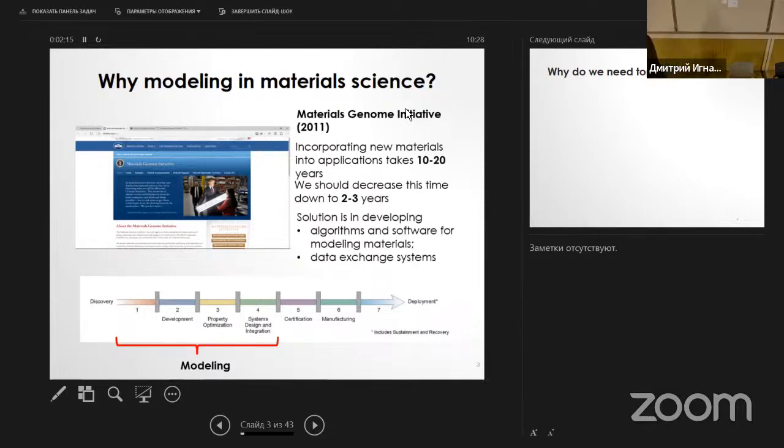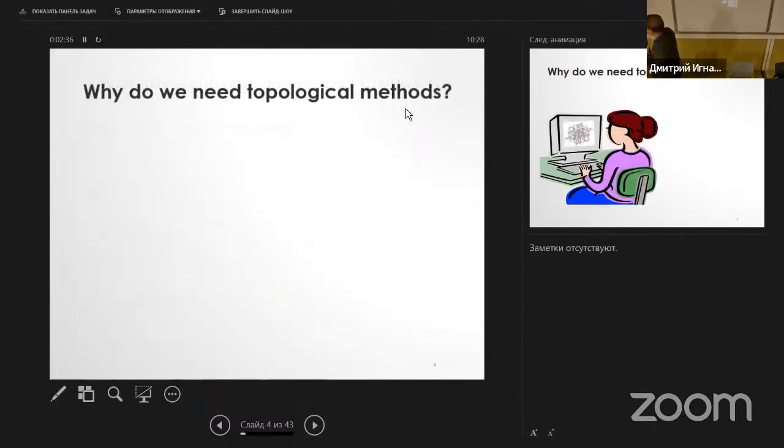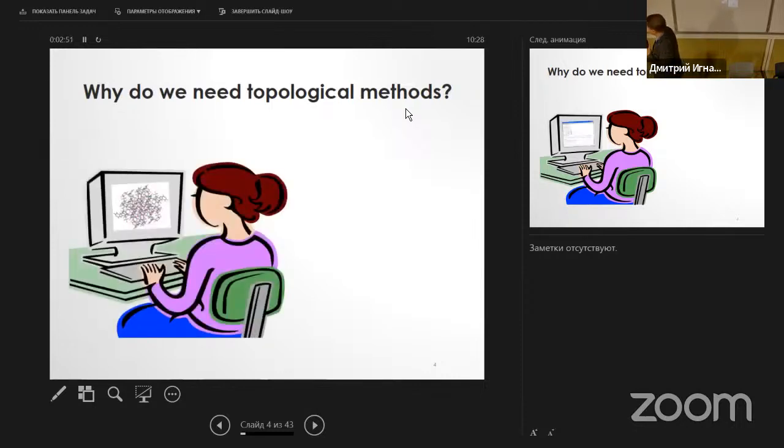So it's really important. And this program has been more or less successfully developed during these years, and we already have a lot of examples of successful applications of this program. But still there are many issues here. And to solve such issues, we could use special methods for processing such data, and these are topological methods.